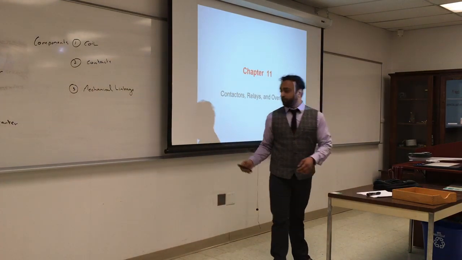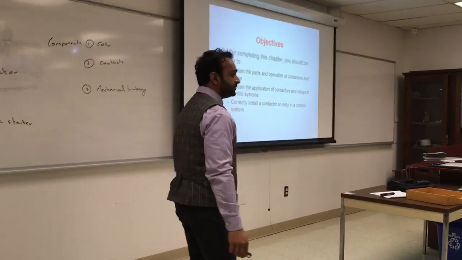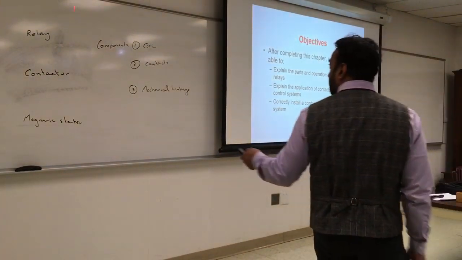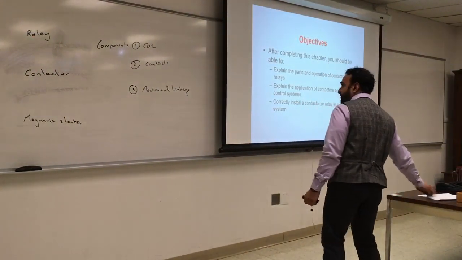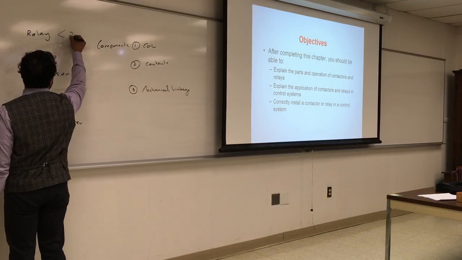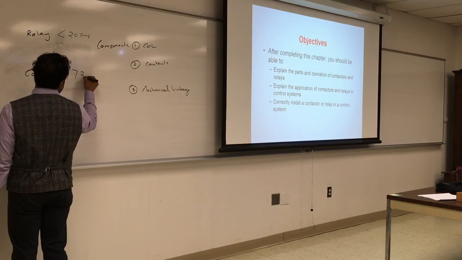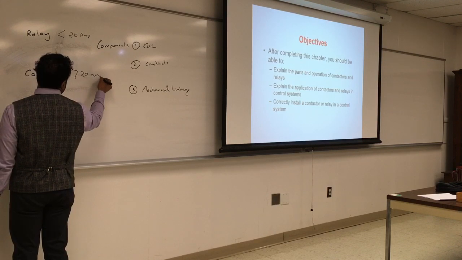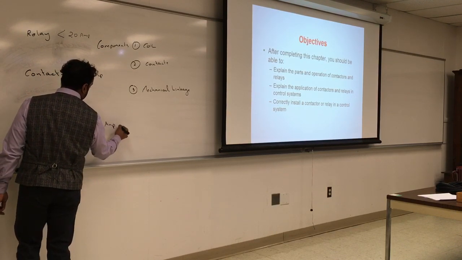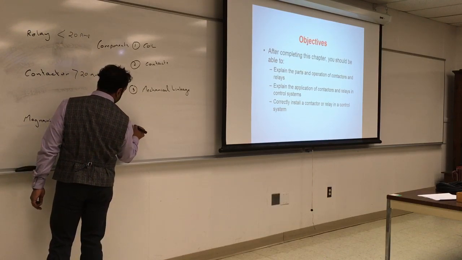So we're going to repeat these things over and over again. They're all the same. They have the same components, they just have different applications. So relay is below 20 amps, more than 20 amps, plus overload protection.